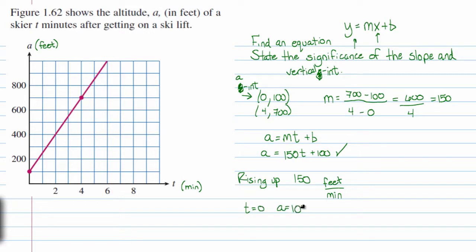But that's not enough. You need more than that. What is t? Well, t is the number of minutes that you're on the ski lift. So when you haven't even spent a single minute on the ski lift, or in other words, when you haven't even gotten onto the ski lift, the elevation is 100 feet. So basically, the elevation at the beginning is 100 feet.